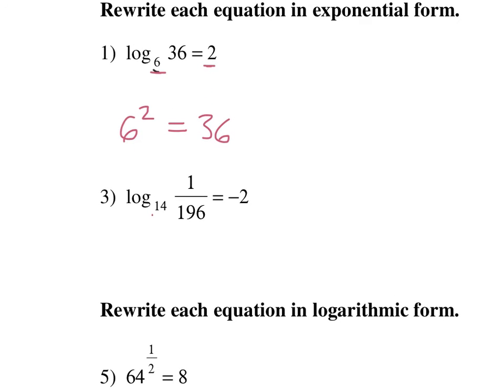Number 3, we take the base out of the basement. So we have 14. Our exponent comes from the other side of the equal sign, and that's equal to 1 over 196. Any questions on these two?